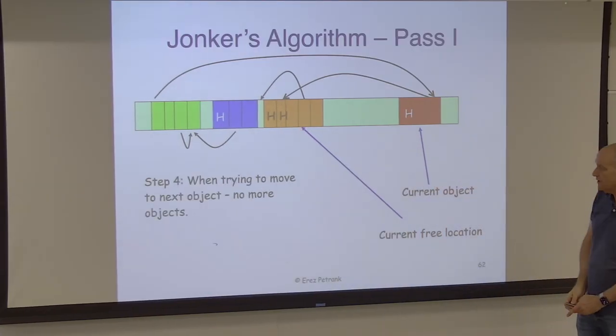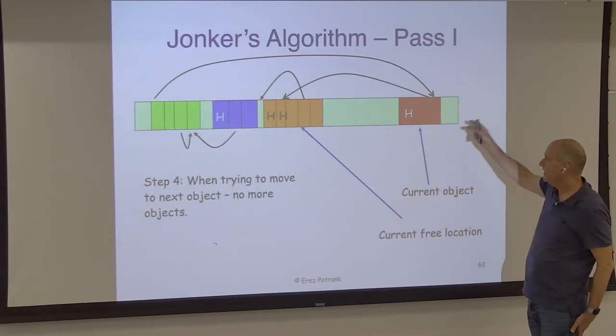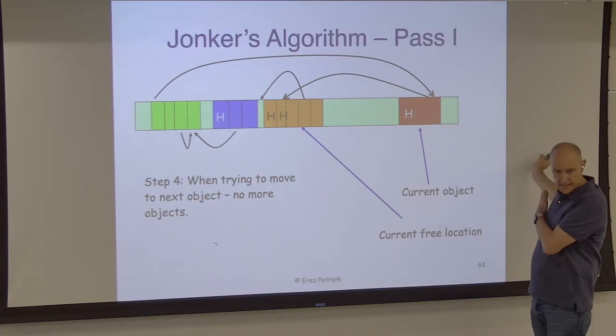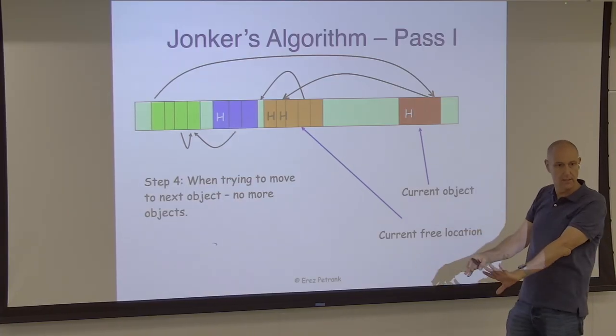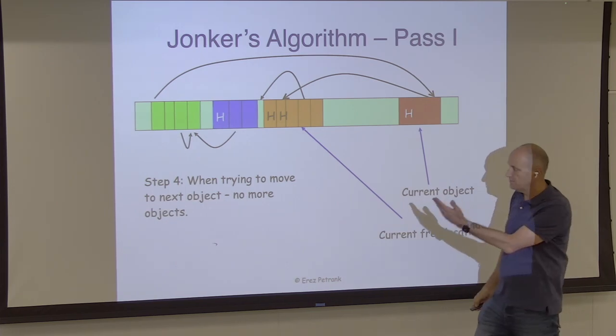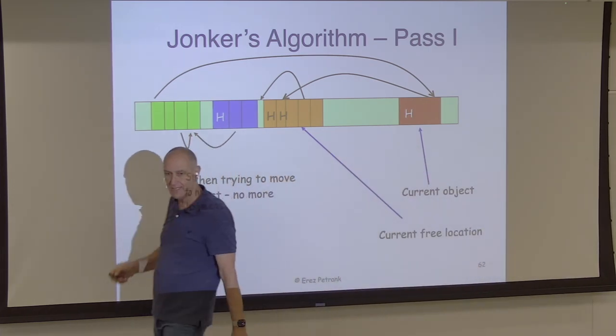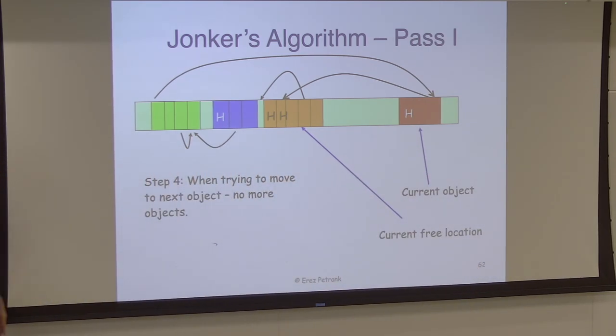Okay, so now I go to step 4. I try to move to the next object. I see that it's the end of the heap. I move to the second pass. Okay, so the second pass, I have to start with the green, and I'll do a bit of the green and then stop this example.